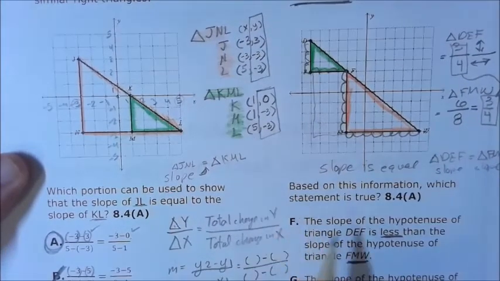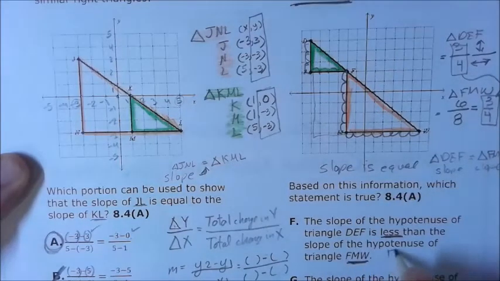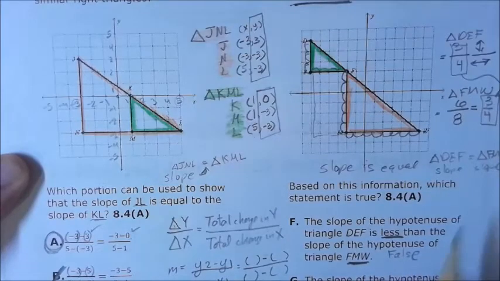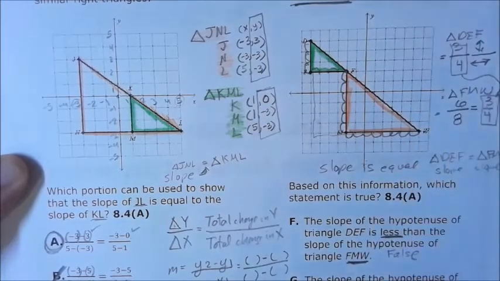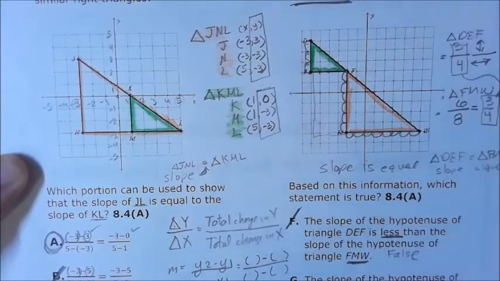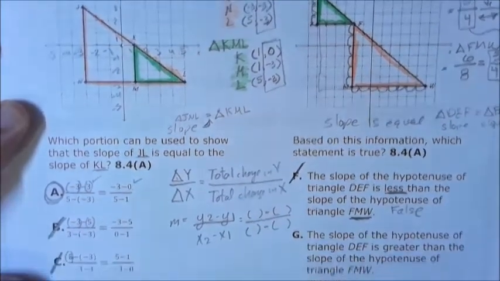But this just absolutely proves that what we're saying and what we believe is true. And you can always do those calculations to confirm it. So when it says the slope of the hypotenuse of triangle DEF is less than the slope of the hypotenuse of triangle FMW, we know that this is absolutely false. Why? Because we just did the math. We counted the slope. It's exactly the same. So we can cancel that answer out. Now let's look at the next one.